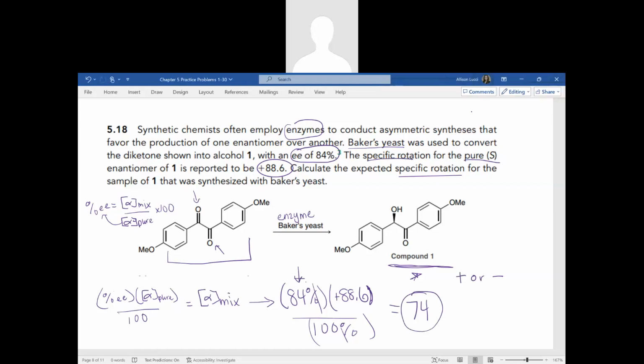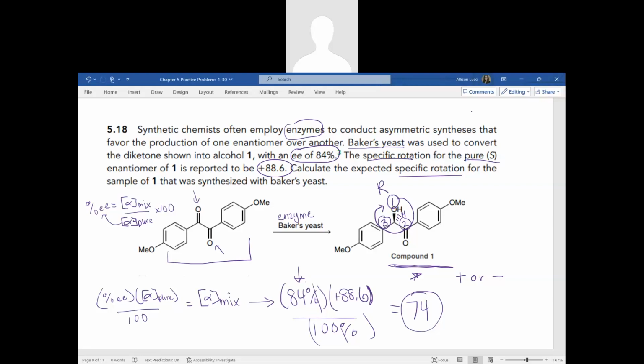And we're told that the pure S enantiomer has a positive rotation, or the S enantiomer is dextrorotatory. So we can take a look at this compound 1 here, and if we were to determine its configuration, this is our group 1, this is our group 2 over here, and this would be our group 3 over here. So this is an R enantiomer, right? Because we know that our hydrogen is our group 4, our lowest priority, and it's already on a dash. So this will be an R configuration.